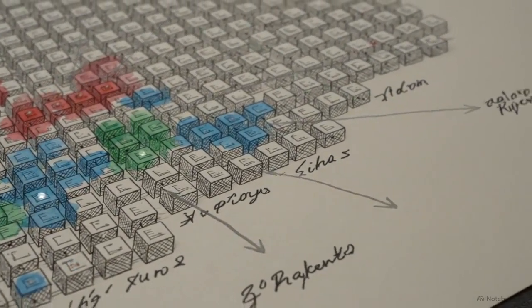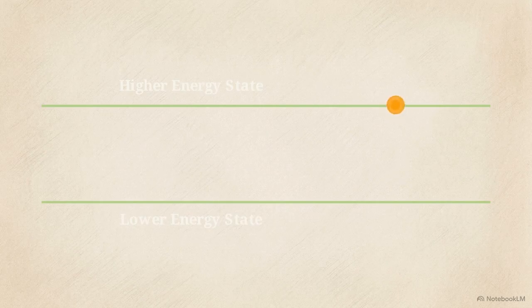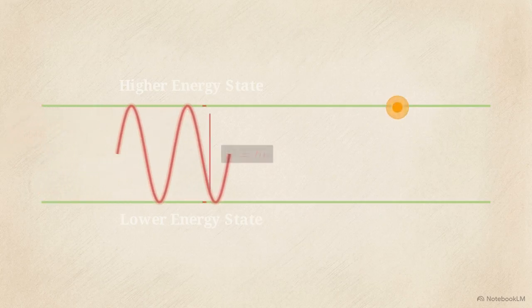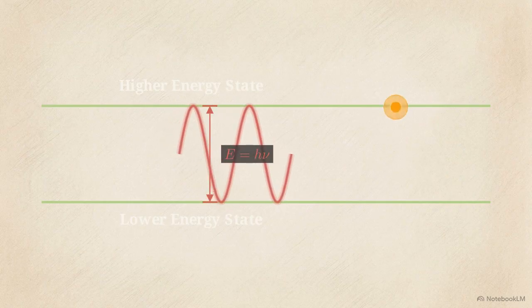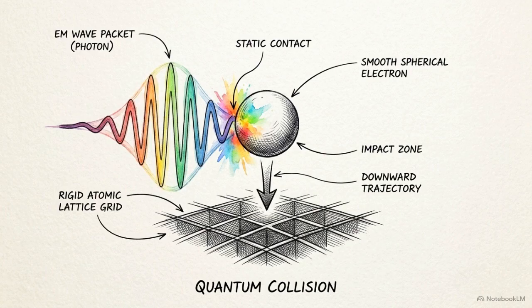The third interaction requires a highly specific engineered environment. We begin again with an electron suspended in the high-energy state, waiting. The crucial trigger here is a secondary photon approaching the atom, carrying an energy value that perfectly matches the gap between the two bands. When this perfectly tuned wave collides with the excited electron, it forces the electron to instantly drop down. This is stimulated emission.